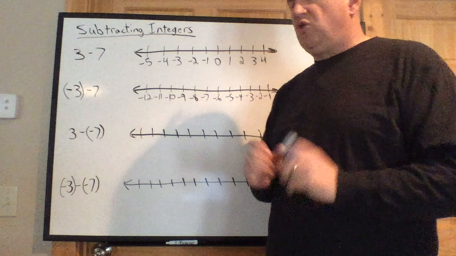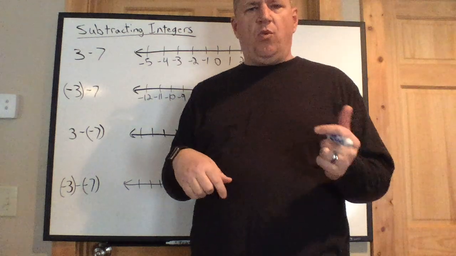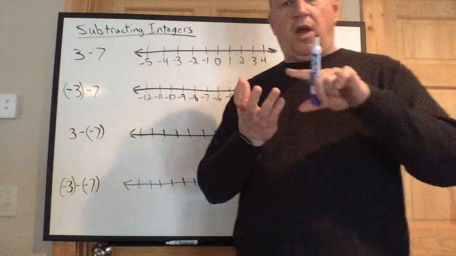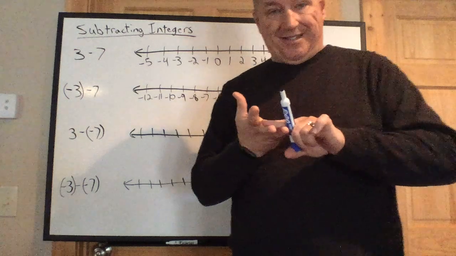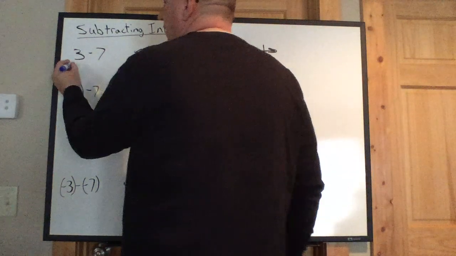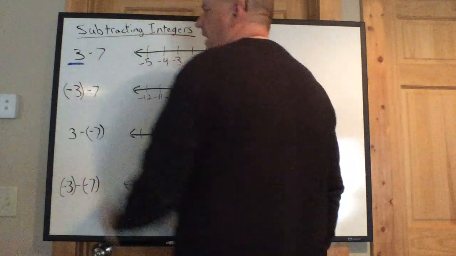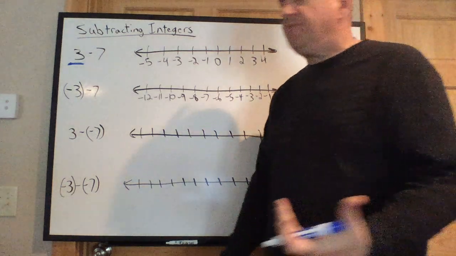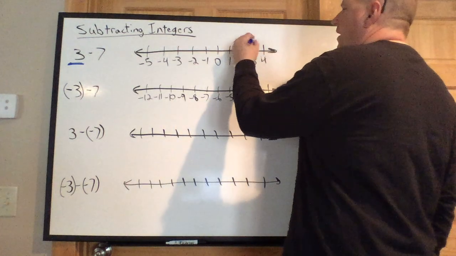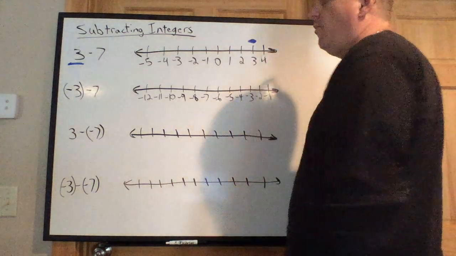So again, like I did in the other video, we're going to talk about a starting point, a direction, and a distance. My starting point is going to be the first number I come in contact with, which happens to be my 3. So my starting point is my 3. I put my big dot starting point at the 3.